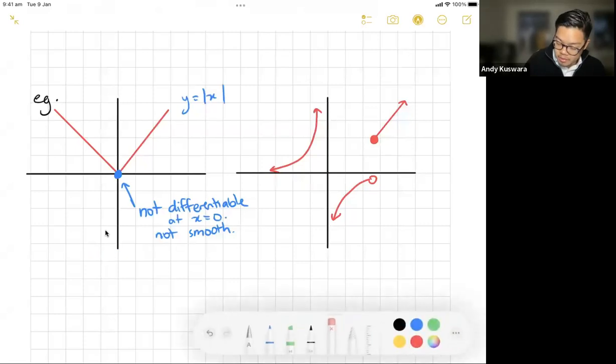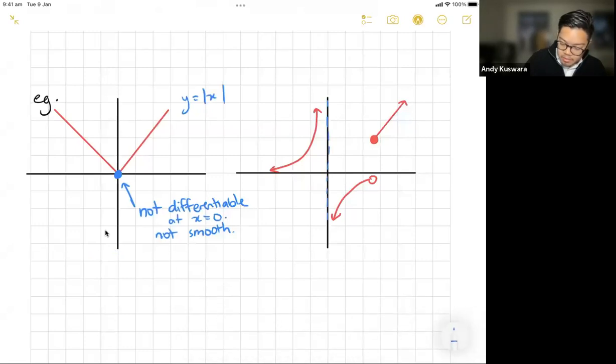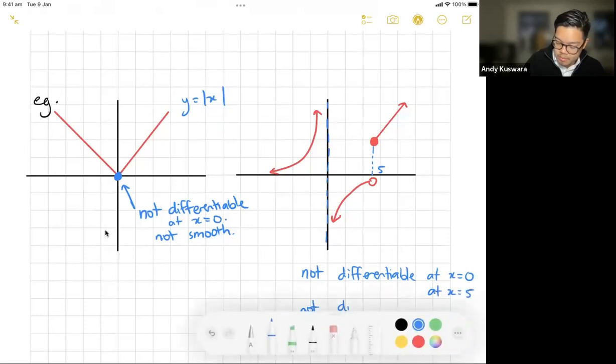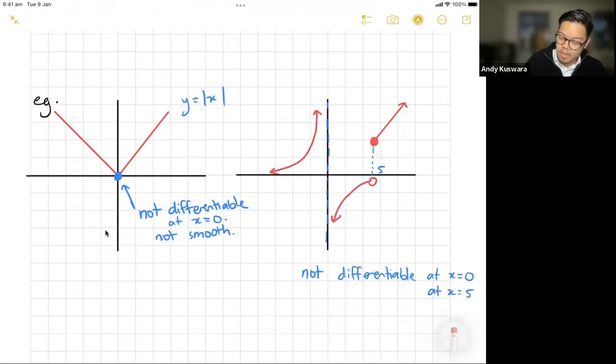Same for this one here. You can see that there's an asymptote right in between these two. So we say that this function is not differentiable at x equals 0. But then there's also, let's say if I labeled this as 5, we also say it's not differentiable at x equals 5.